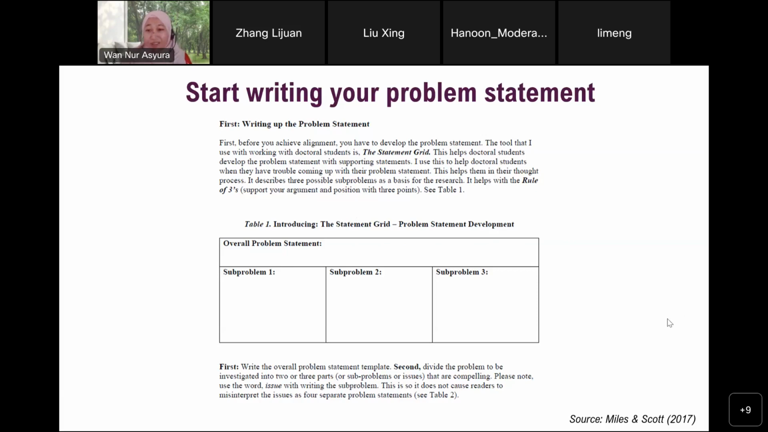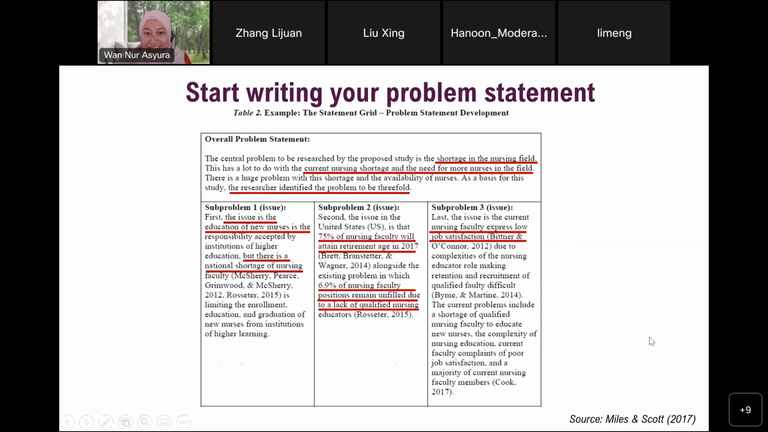What is this? Can you understand this? If you can't, never mind, just look at the next slide. So this is a good example of how you can write your problem statement. Okay, so this is the overall problem statement. For example, shortage in the nursing field: the current nursing shortage and the need for more nurses in the field, a huge problem with this shortage and availability of nurses. The researcher identified the problem to be threefold.